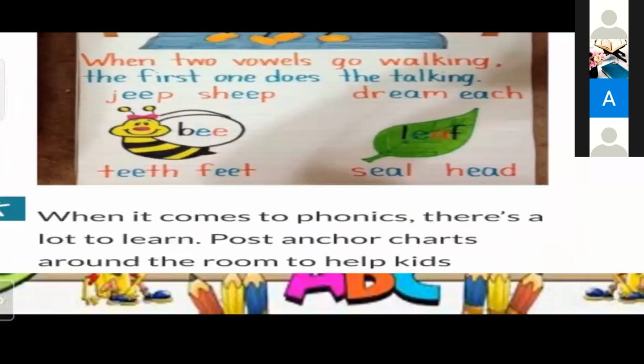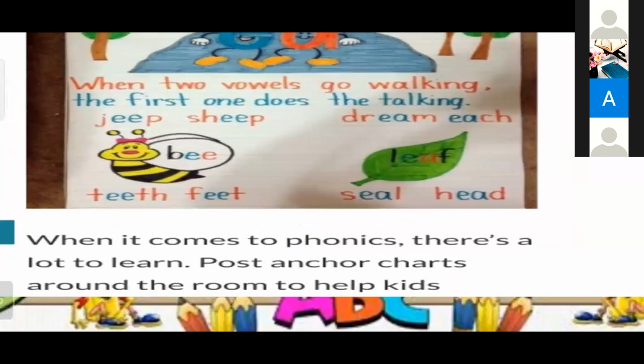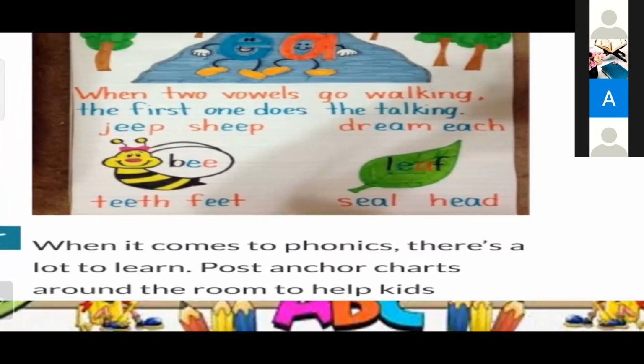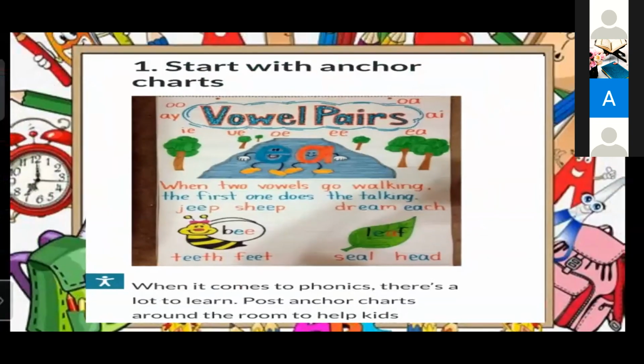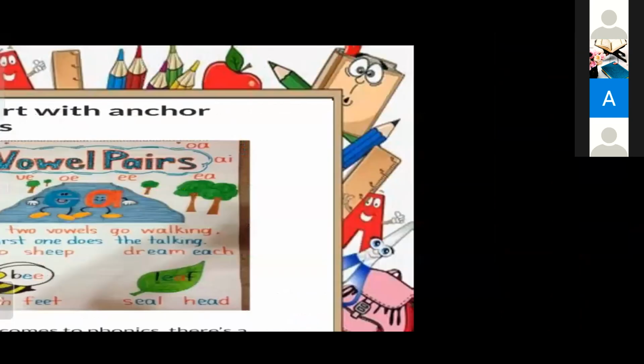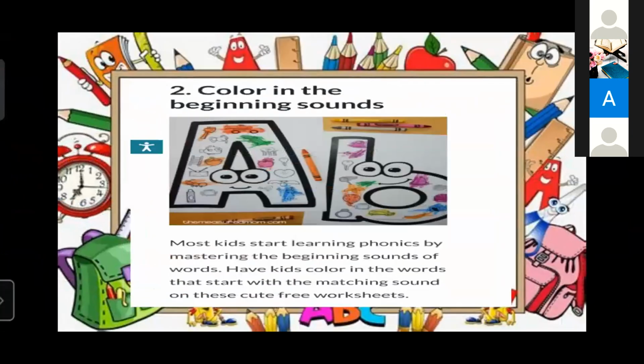So we can encourage our learners each time we give them a sound to have a word chart and write some examples with this sound and draw some pictures about it, okay? This is one activity or one strategy of teaching phonics to young learners and encouraging them to read. The second one is color in the beginning sounds. And I think this is very familiar, especially in KG.